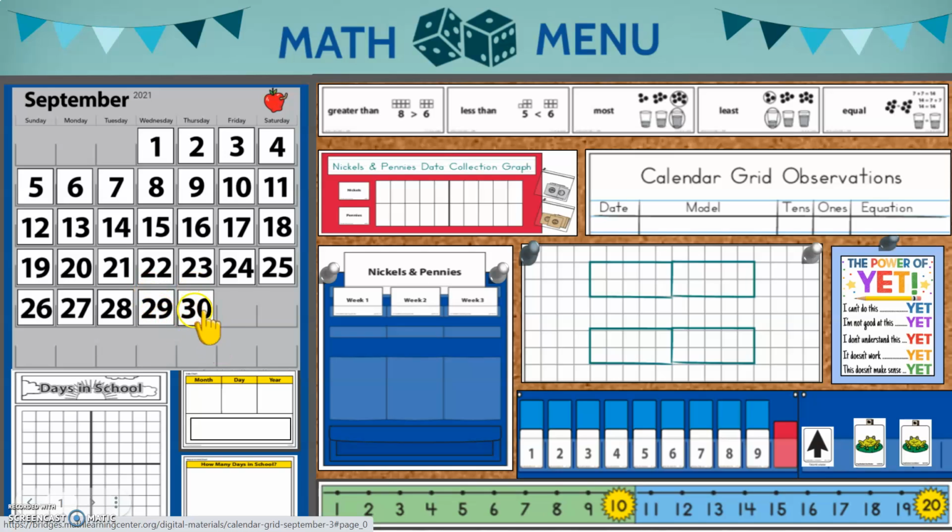Today is Thursday, September 30th. We have to find out what's on our calendar for today.